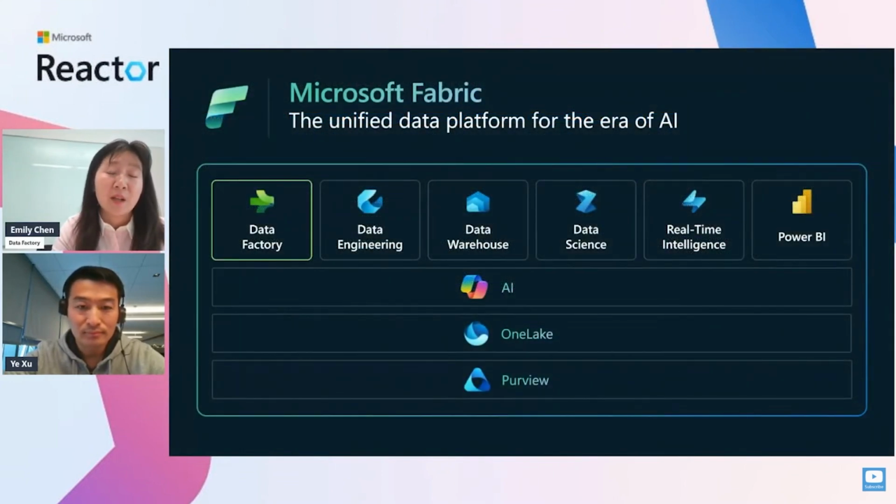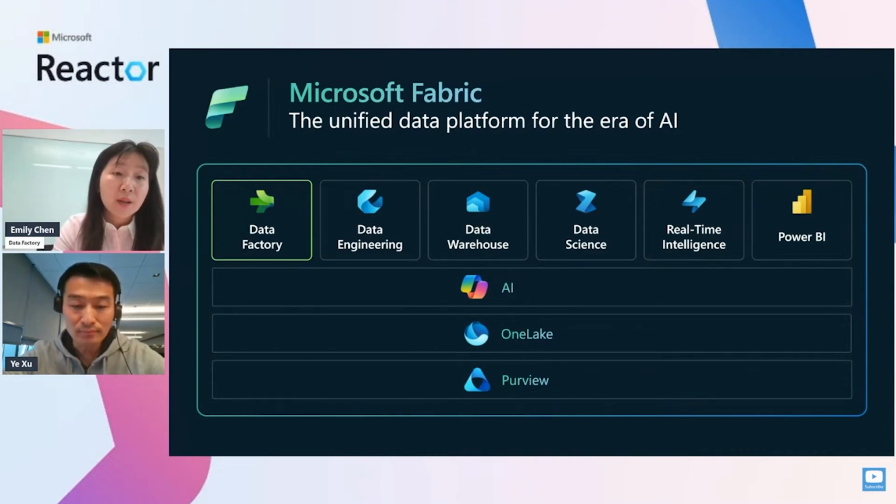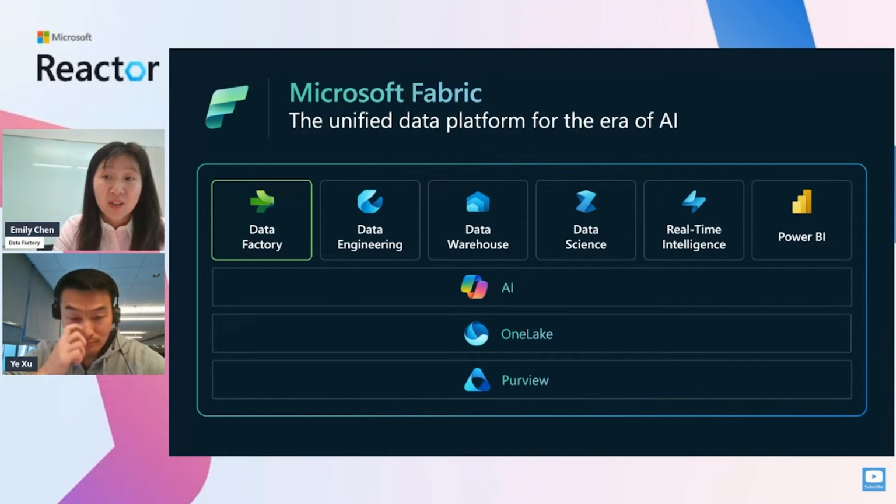Next, we'll talk about Fabric. Fabric is the unified data platform in the era of AI. It's the only unified platform in this industry because it brings together a unified data foundation that deeply integrates Data Factory, data engineering, data warehouse, data science, RTI (real-time intelligence), and Power BI. We built on the industry's first AI data lake, which is OneLake, and governed by Purview.